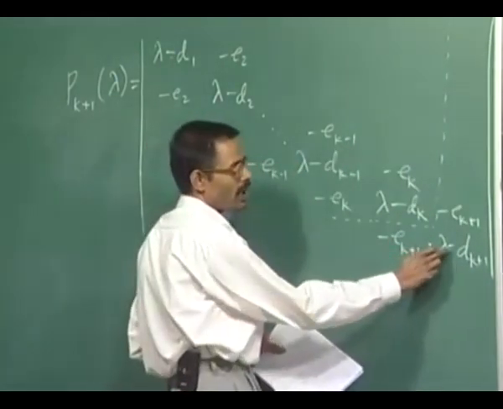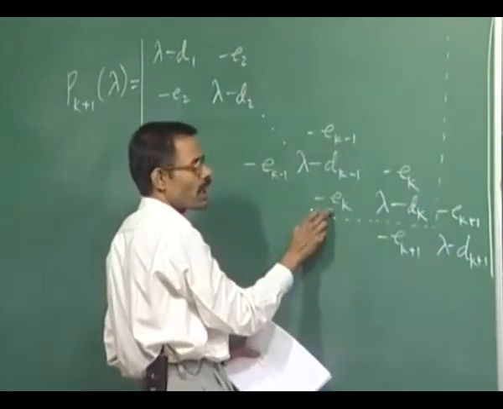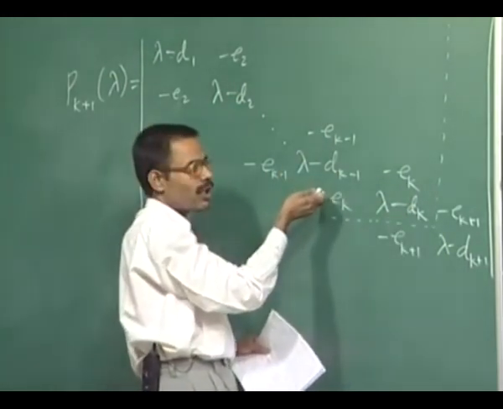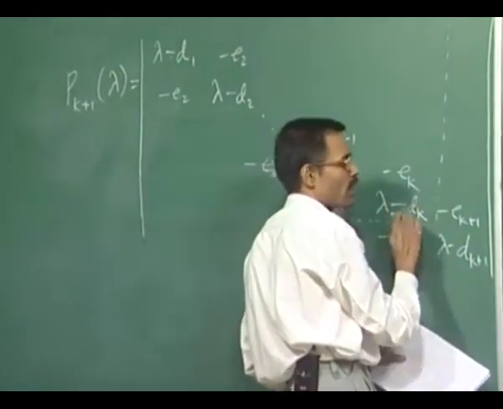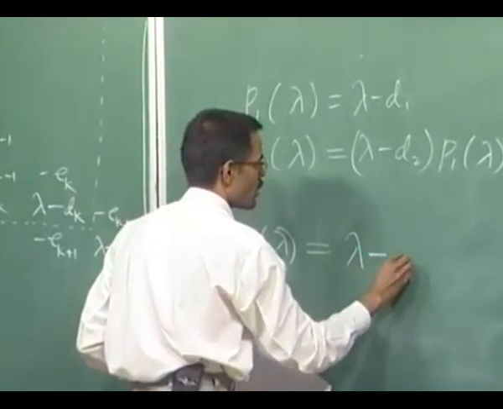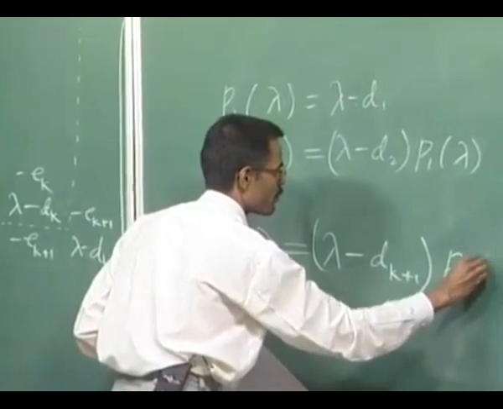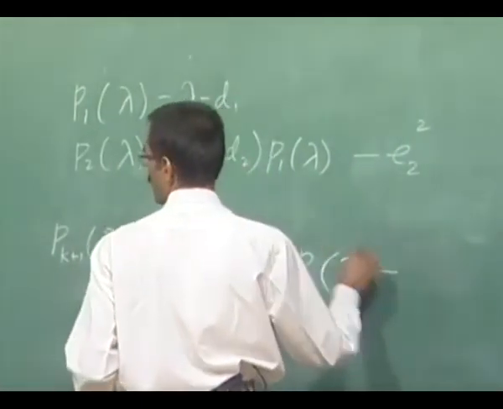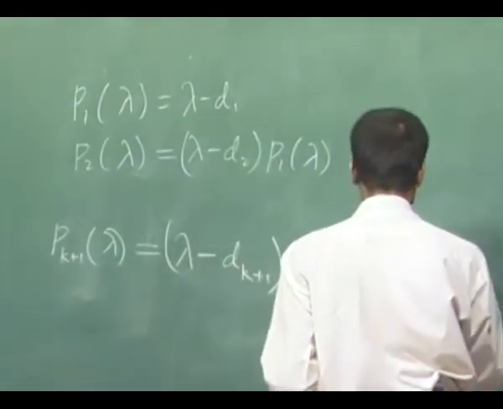So, we get (lambda minus d_{k+1}) into this determinant, which is the same as the characteristic polynomial of the submatrix one order less, that is (lambda minus d_{k+1}) into p_k. Then plus this thing, which is minus e_{k+1}, minus e_{k+1} into something.